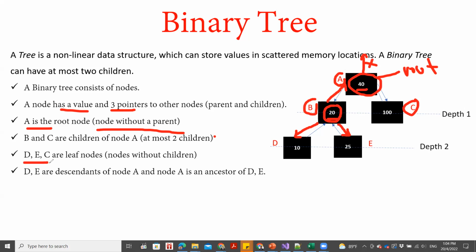And D, E, C are leaf nodes. So D over here, E, C. The nodes at the bottom. So basically, if a node doesn't have any children, that will be a leaf node, right? So it's kind of like in a family hierarchy, right? So the infants in a family are called leaves, right? So similarly, D, E, C are leaf nodes.